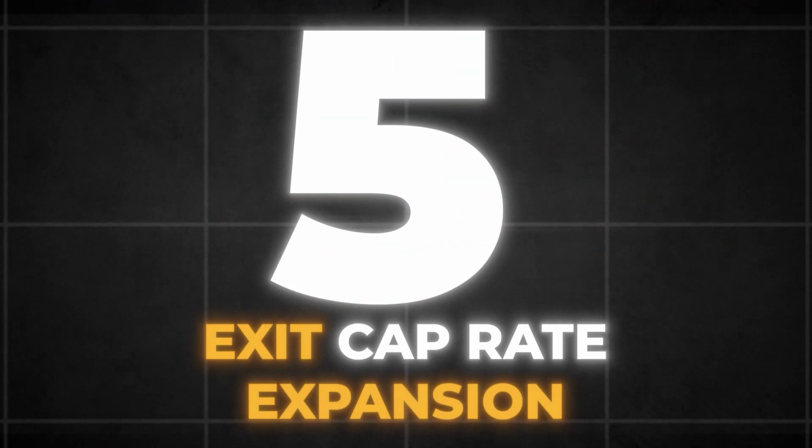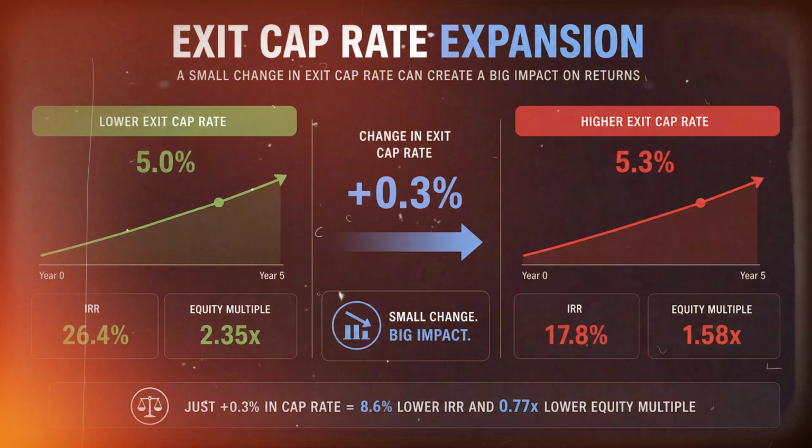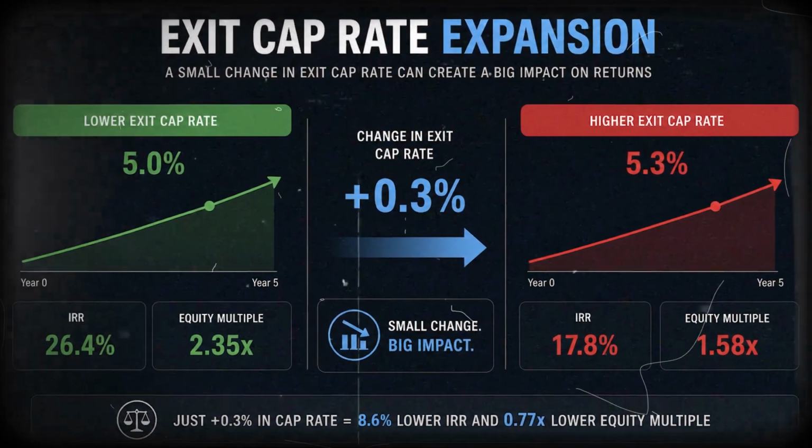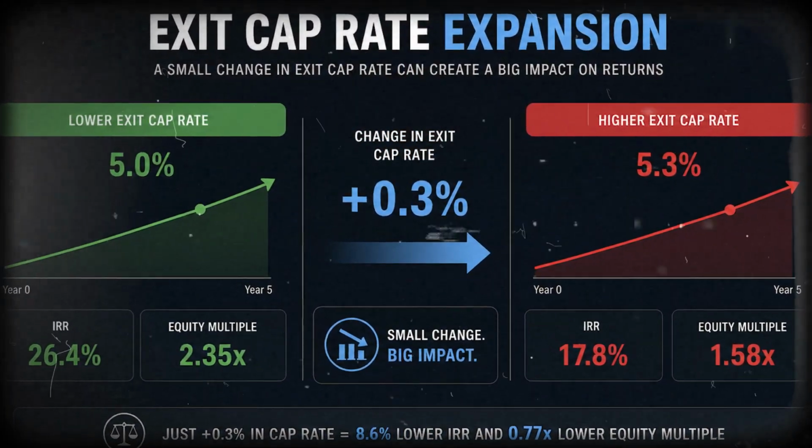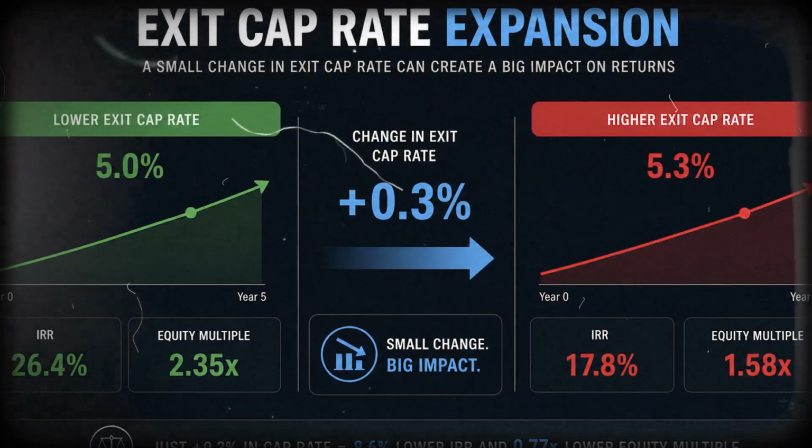Number five, exit cap rate expansion. The profitability of a deal can be significantly altered by adjusting the exit cap rate. I always adjust this when someone sends me underwriting, usually to invest in one of their deals. Change it by just 0.1% to 0.5% and see how much it changes returns. It can be quite significant in most deals.